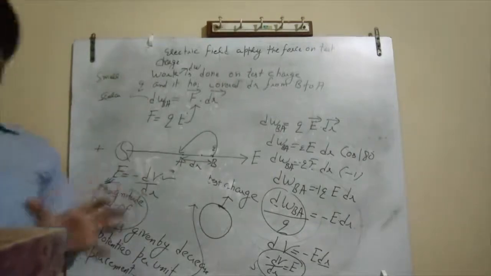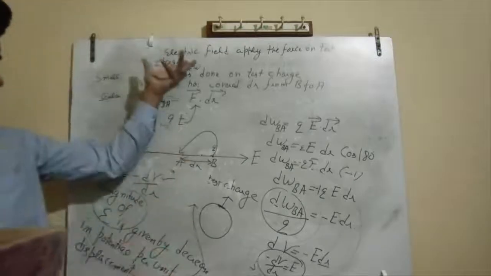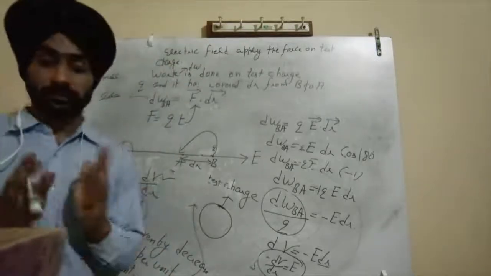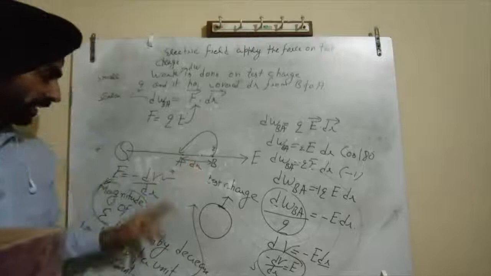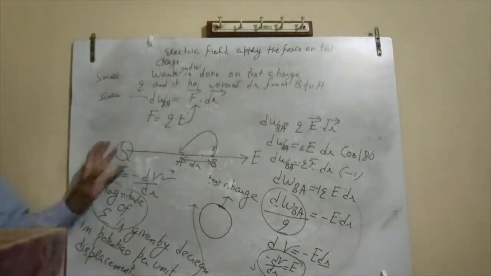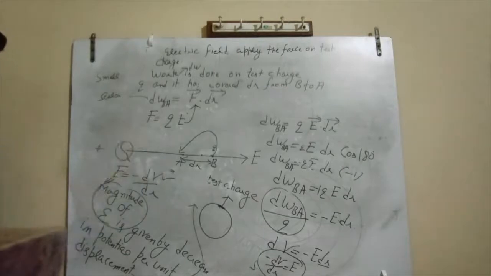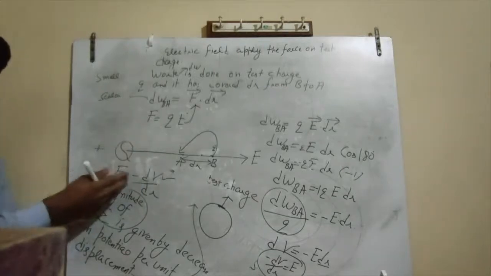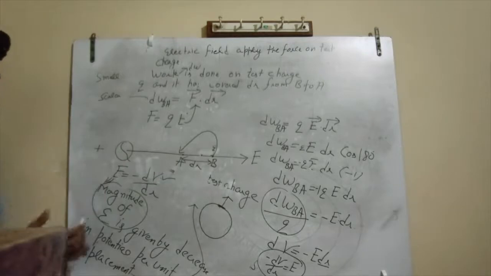In this relation, what will they ask? They will ask, find the relation between electric field intensity and the potential. E is equal to minus dV by dr. You have to take a scenario like this. So what are the pieces of information provided by this relation? The first information you have got, and this is the second information.